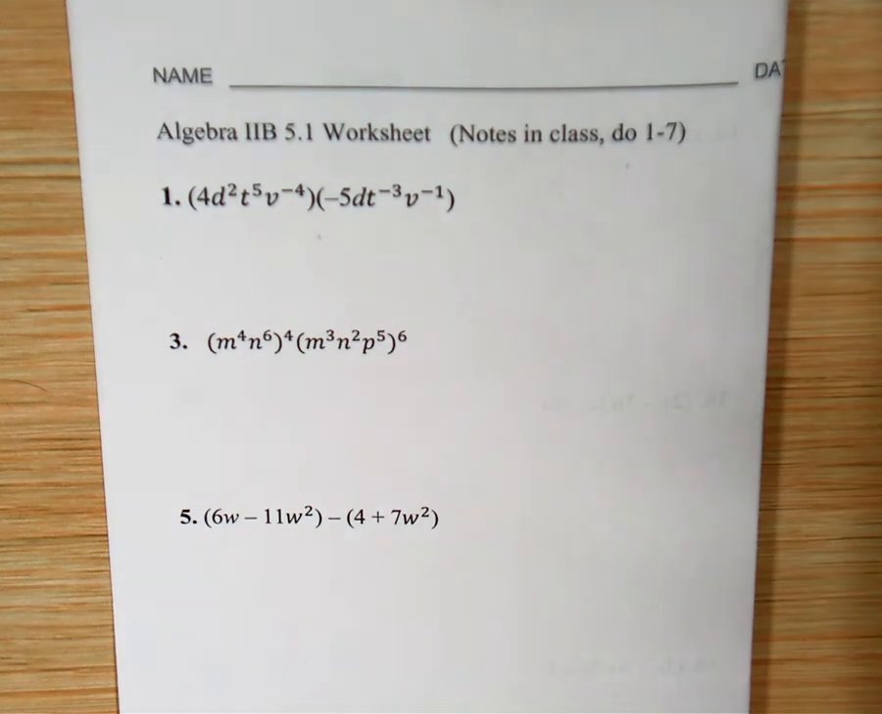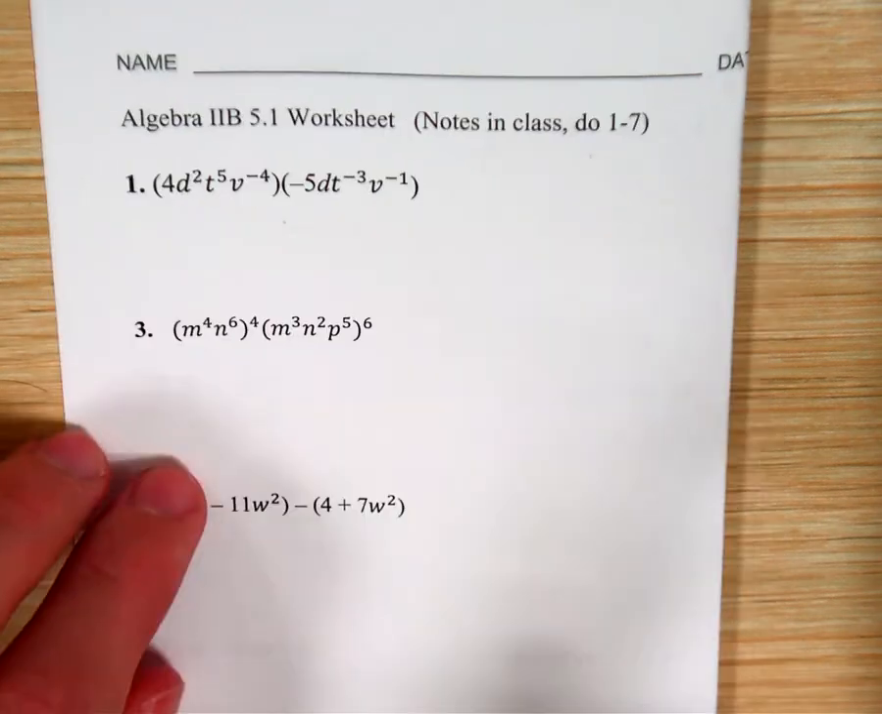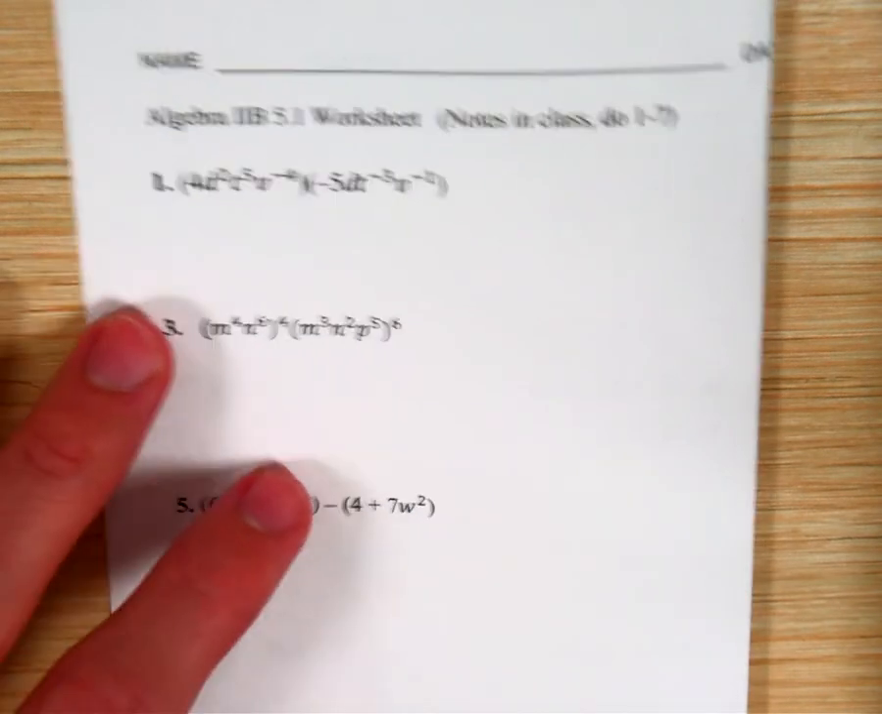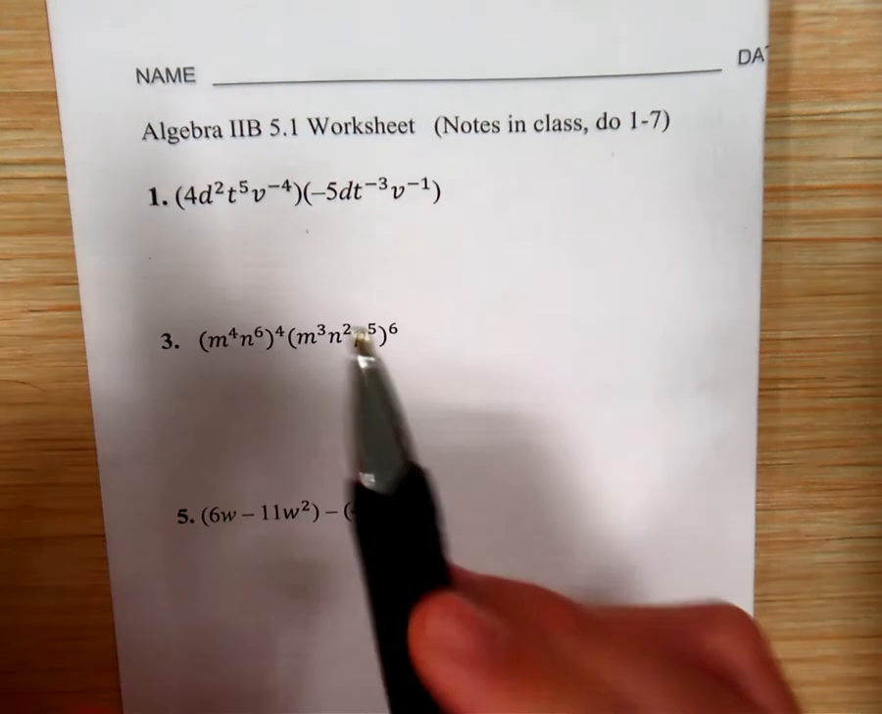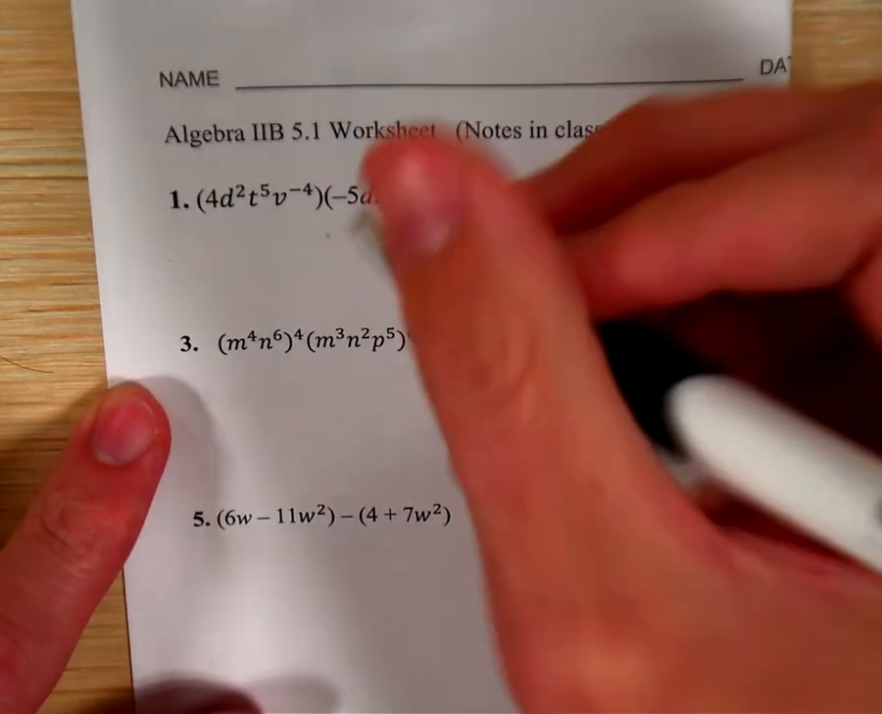Okay guys, here we are with section 5.1, review notes. Think back to last year when we were multiplying and a little dividing here with variables and exponents. Okay, so here we have two monomials, two of just one big long string of stuff. We're going to multiply them together.